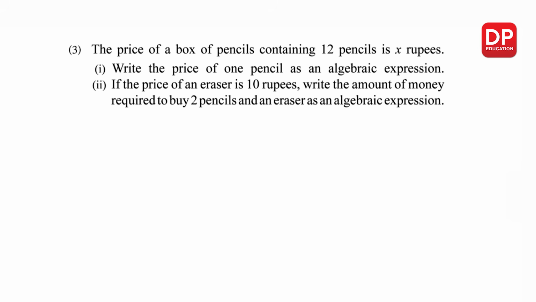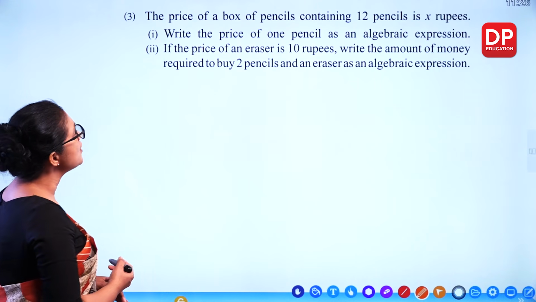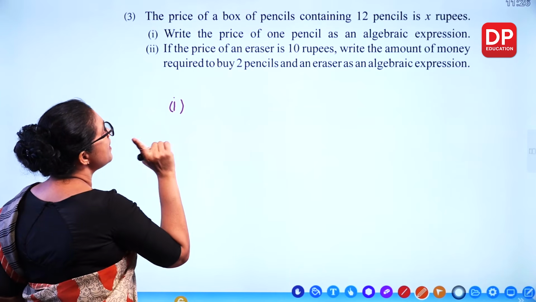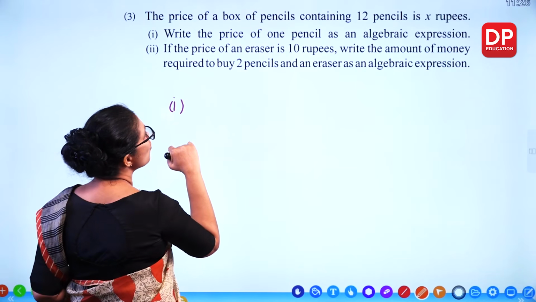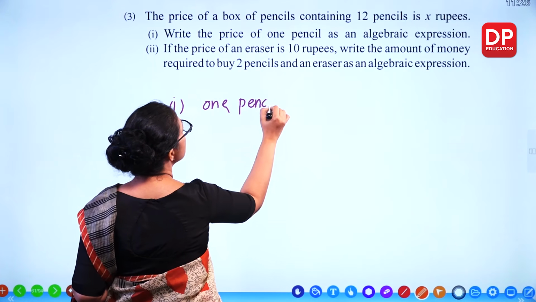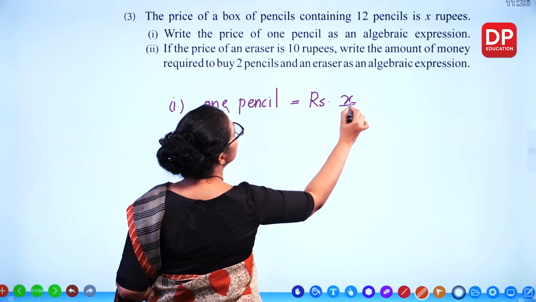Question number 3. The price of a box of pencils containing 12 pencils is X rupees. Write the price of one pencil as an algebraic expression. So 12 pencils is X rupees. So 1 is X over 12. One pencil is X over 12.